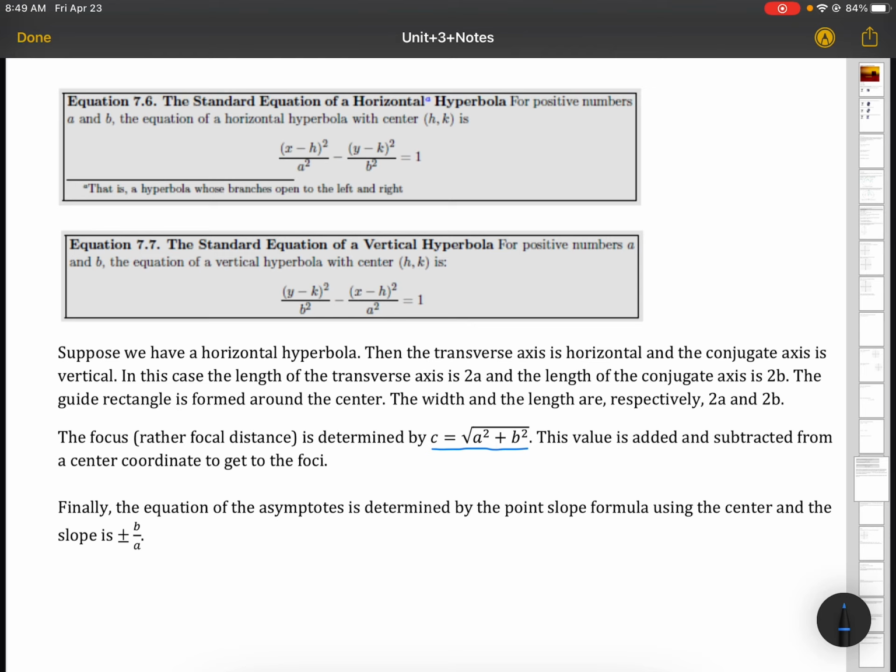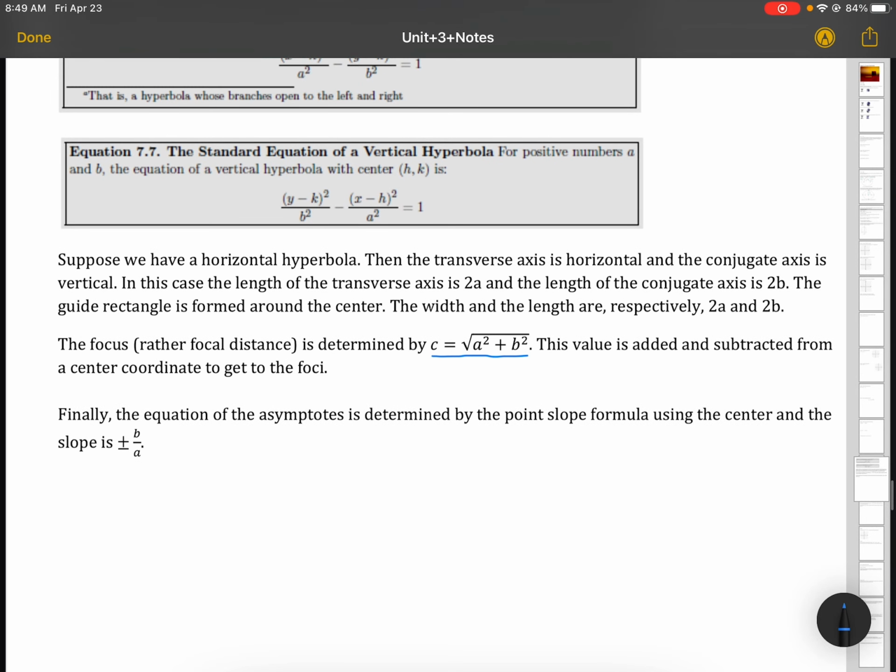And the slopes of the asymptotes are going to be b divided by a. And we can write the equation of the asymptotes by using the point slope formula. Remember, the asymptotes have to go through the center of the hyperbola.